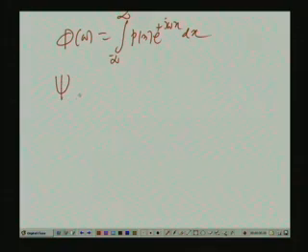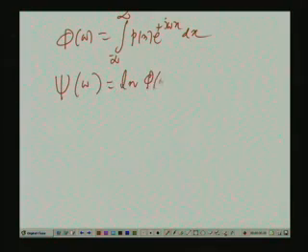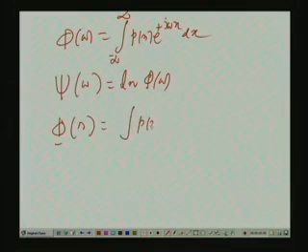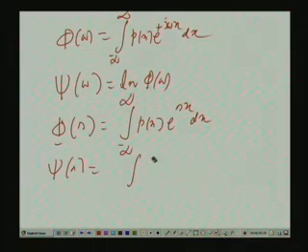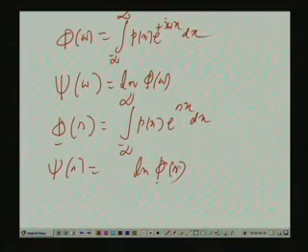Okay, and then we defined the second characteristic function psi omega as nothing but ln phi omega. Similarly, we had phi s, a more general function, the integral of p x e to the power s x dx, and psi s was ln phi s, right. Okay, this we have seen, this is just repetition.